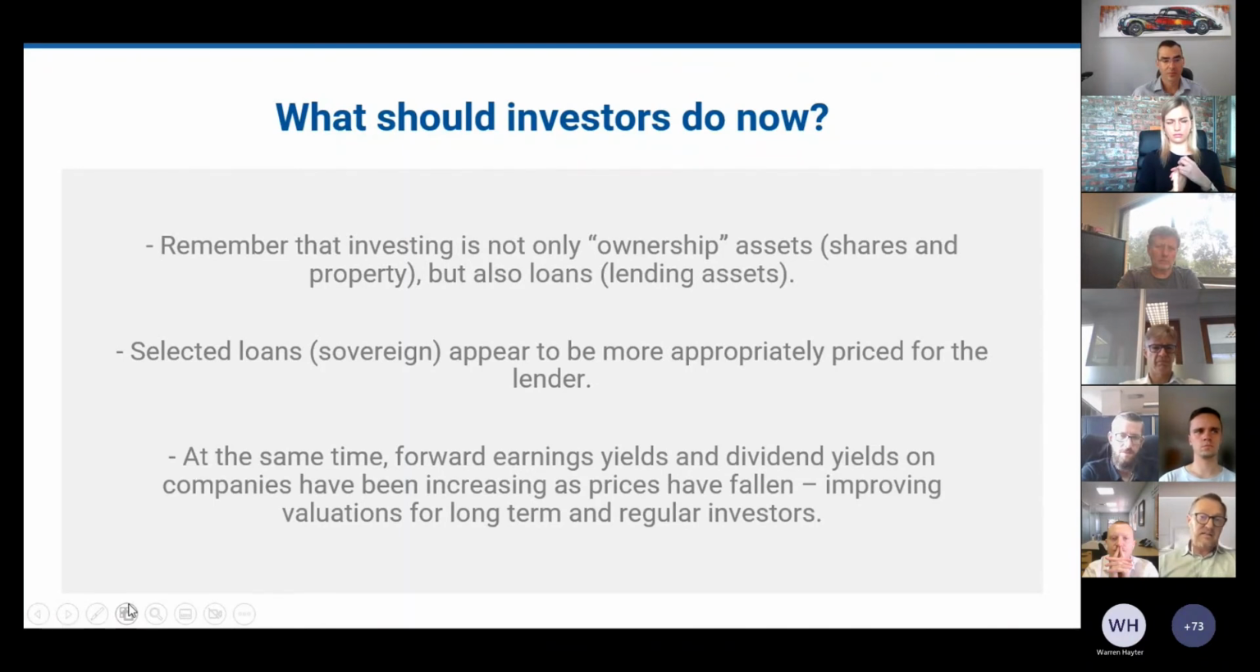Okay, so what should investors do now? I think the big thing is that there is this distinction between investing as not only ownership assets, but also lending assets. And we tend to forget that a bit. But in a multi-asset environment, we are saying that maybe selected investments, i.e. sovereign bonds, at these better interest rates, far better. 4% now. I see yesterday the interest rate on the US 10-year is just 4.06%. So that's effectively lending to the government at 4%.